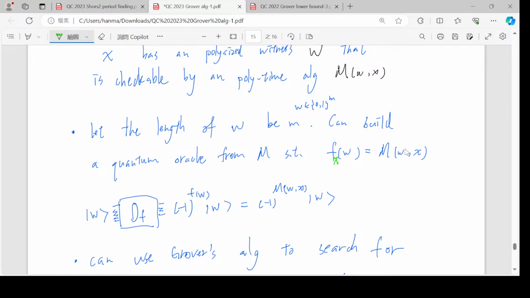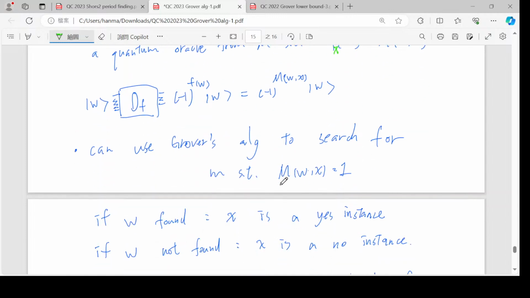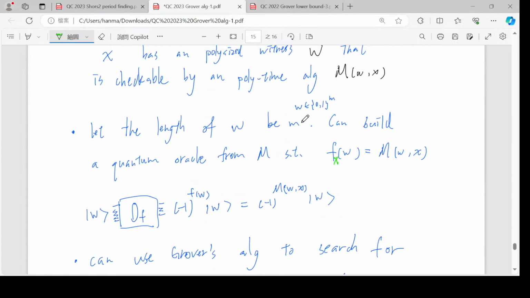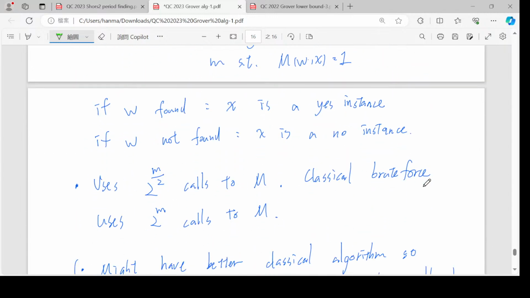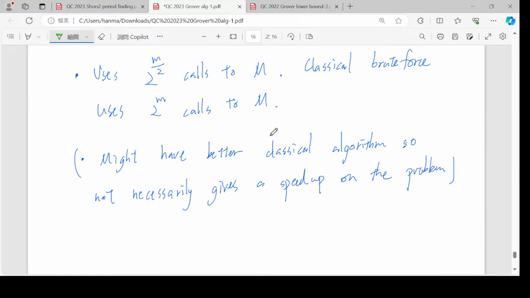So you search whether a w gets accepted with x by this machine. When you do global search, you will need the square root of the total number of w. Now we say w is an empty-bit string, so you need to do it over 2 to the n, the square root of that. If you were searching brute force classically, it's 2 to the n. So it seems faster than classical brute force, and that's an improvement.